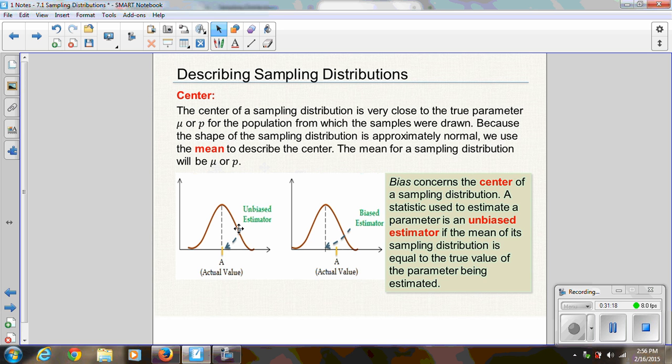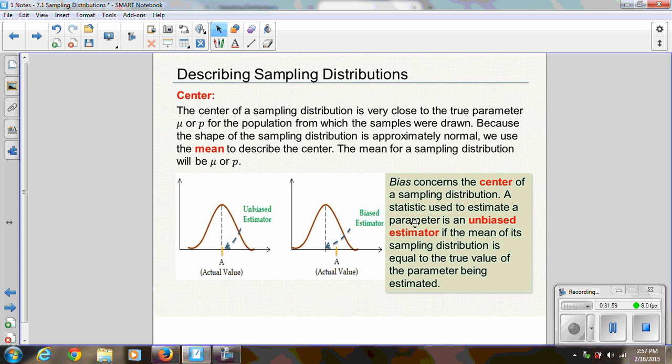When we're talking about bias, remember back when we were looking at sampling methods, we talked about bias as being like a systematic favoritism towards one outcome. That's going to affect our sampling distribution. If I've done something to sway responses to a questionnaire, or if I've done something in my sampling method where it's not random and there's bias somewhere, then the center of my sampling distribution isn't going to be centered around the true mean or proportion for the population. And this means that my sampling distribution would be biased. So bias concerns the center of a sampling distribution.